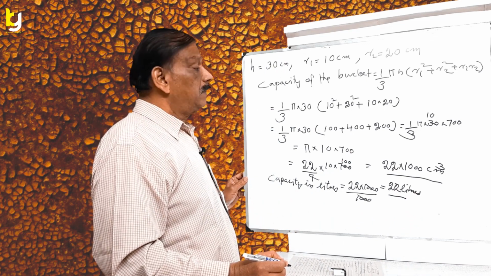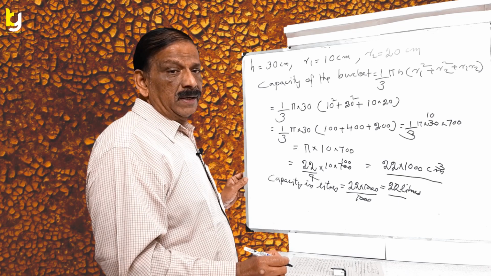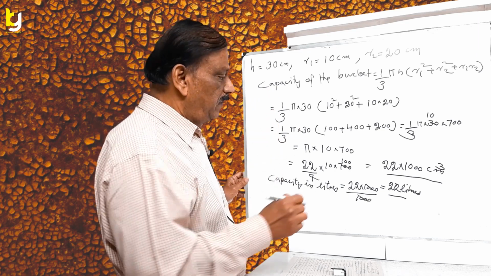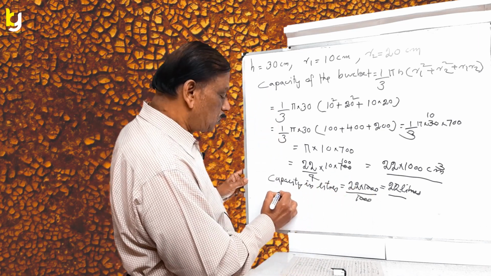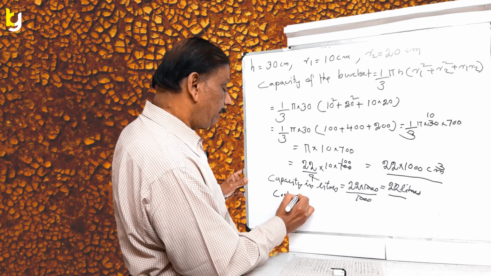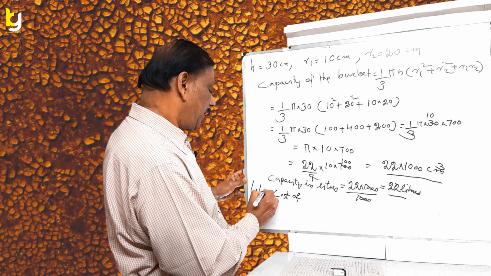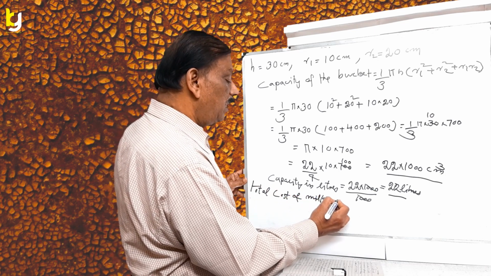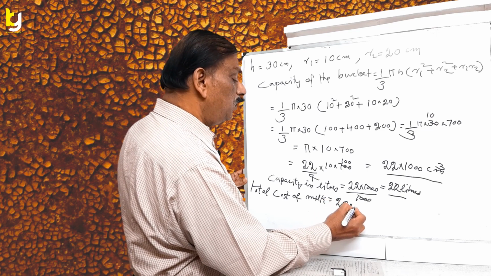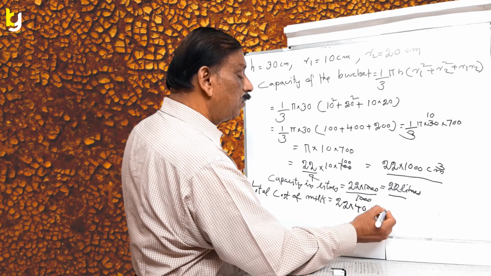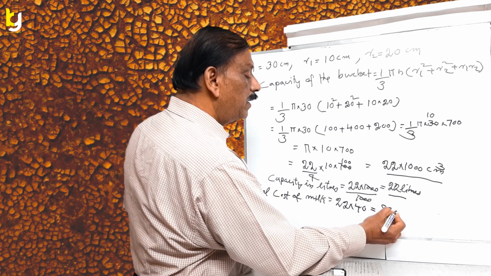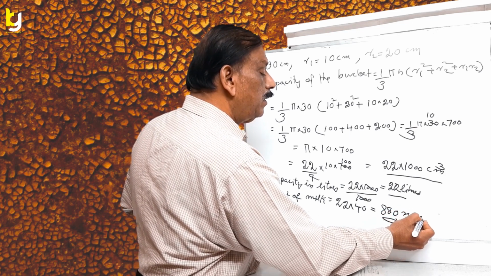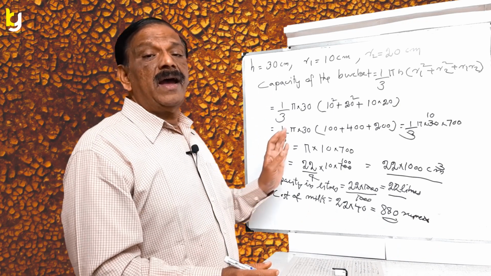Then, see the cost of the milk that can fill completely in the bucket at the rate of 40 rupees. So, total cost of milk equal 22 into 40, that is equal to 880 rupees. Hence the answer.